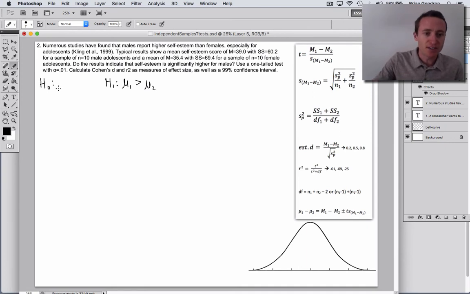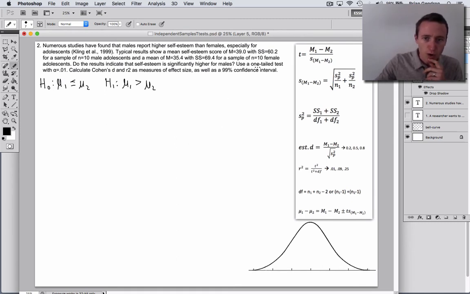The null hypothesis states essentially that the prediction is wrong, so that males do not report a higher self-esteem. Either it's less or equal to females. Okay. So let's find our critical value of t.